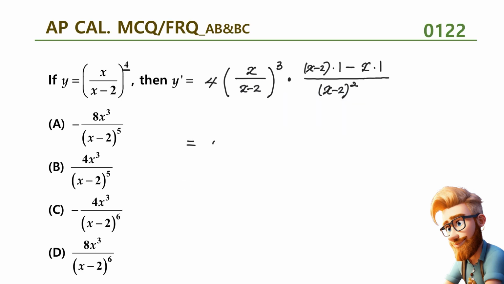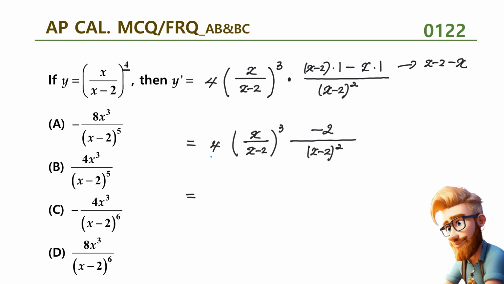So that's going to be equal to 4 times (x over x minus 2) to the power of 3. Here we have (x minus 2) squared. In the numerator we have x minus 2, x minus 2 minus x. That's negative 2, so 4 times negative 2 is negative 8. So negative 8, we have x cubed, so negative 8x cubed over (x minus 2) cubed times (x minus 2) squared. That's going to be (x minus 2) to the power of 5. So the answer has to be A.